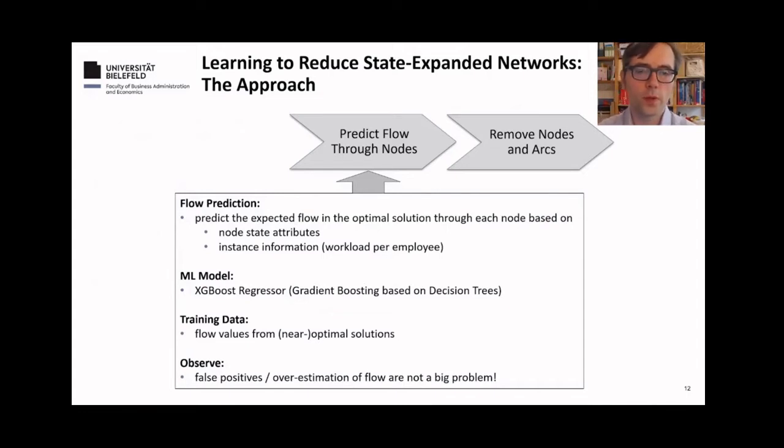The key components of our approach are predicting the flow through nodes and removing unpromising nodes and arcs. The flow prediction is based on state attributes of the nodes and on instance information such as workload per employee. For machine learning, we use the XGBoost regressor, and for training data, we use flow variable values from near optimal solutions. An important observation here is that an overestimation of a flow is not a big deal, since in the optimal solution only a fraction of the nodes and arcs is used anyway.